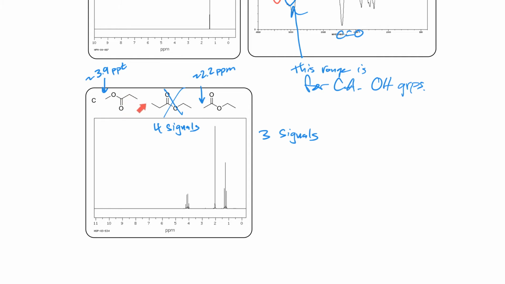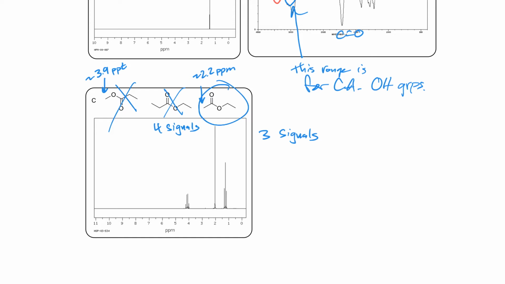Alternatively, we could look at these CH2s. These CH2s would both be quartets, and they would have different shifts based on their environment. This one is next to an O. We would expect it to shift to about 4, 4.2. That's what we see here. This one is next to a carbonyl. We would expect it to shift to 2, 2.2 or so. We do not see a quartet right here, so that rules out that molecule. So ethyl acetate is the answer.